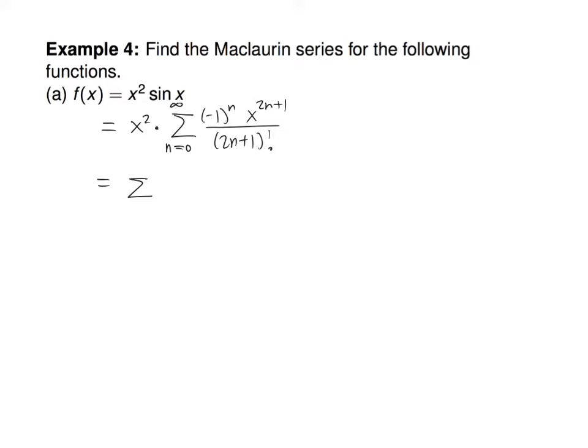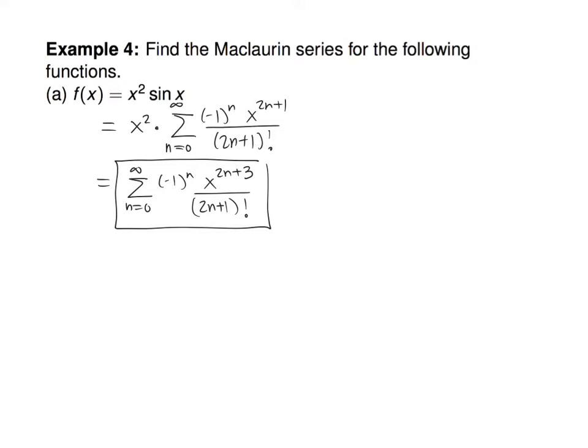That becomes the sum from n equals 0 to infinity, negative 1 to the n, x to the 2n plus 3, moving the x squared into the sum and adding exponents, over 2n plus 1 factorial. So the moral of the story there is don't try to derive this by the definition. Use a series that you know.